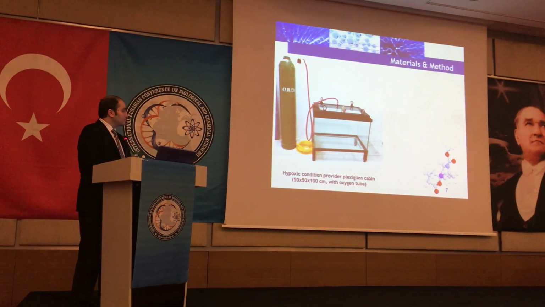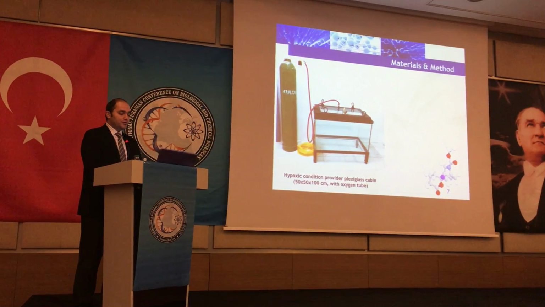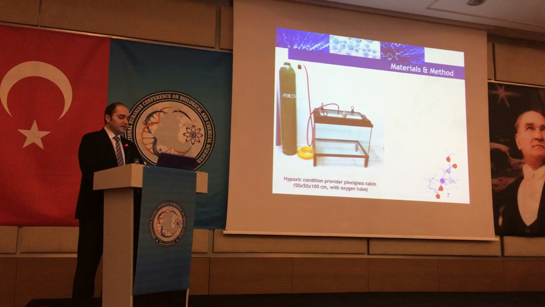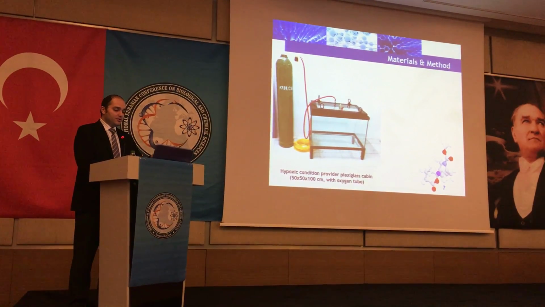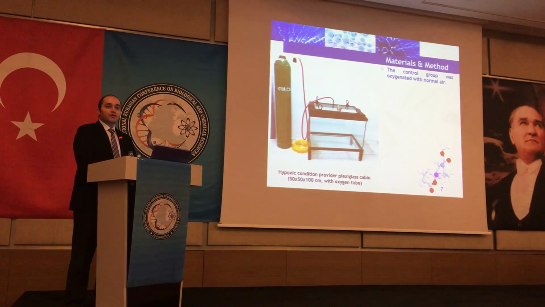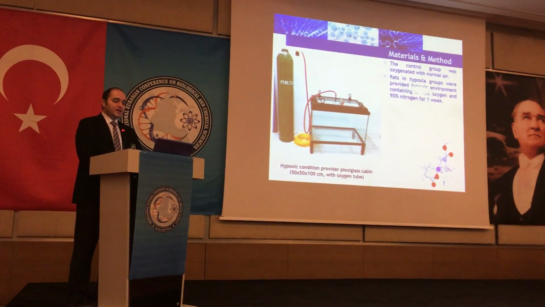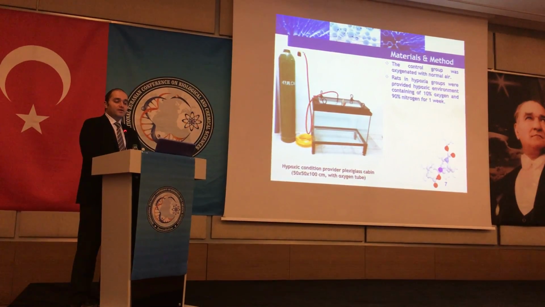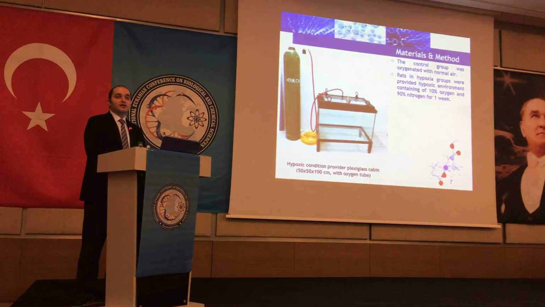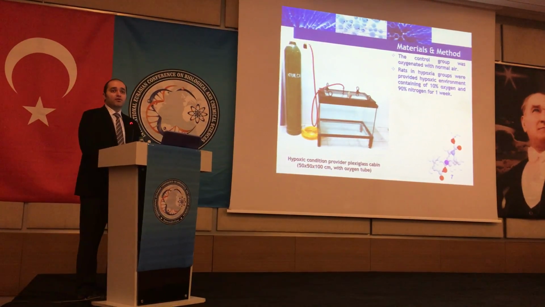This is the plexiglass cabin that provided the hypoxic condition, which we used in our research. As you can see from the size and dimensions, we also use an oxygen tube. The normal control group was oxygenated with normal air. For the rats in hypoxia groups, we provided a hypoxic environment containing 10% oxygen and 90% nitrogen for 1 week.